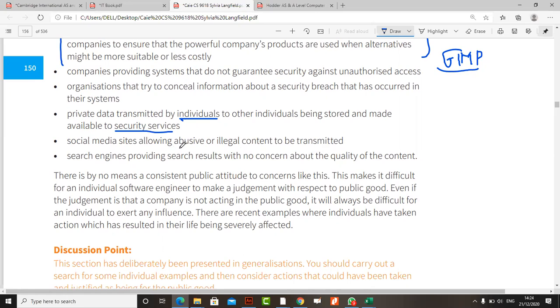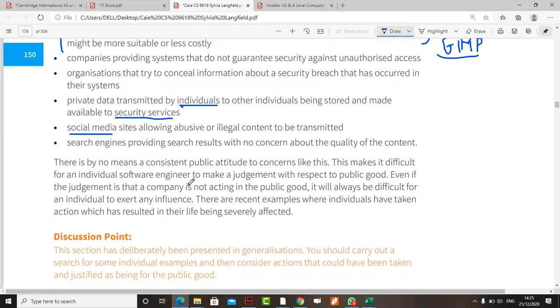Okay, social media sites should not do that. They should be trying to block it as soon as possible. If it's concerned with religion, race, society, they should be taking care of it. They should be doing it. Search engines providing search results with no concern about the quality of the content, right?